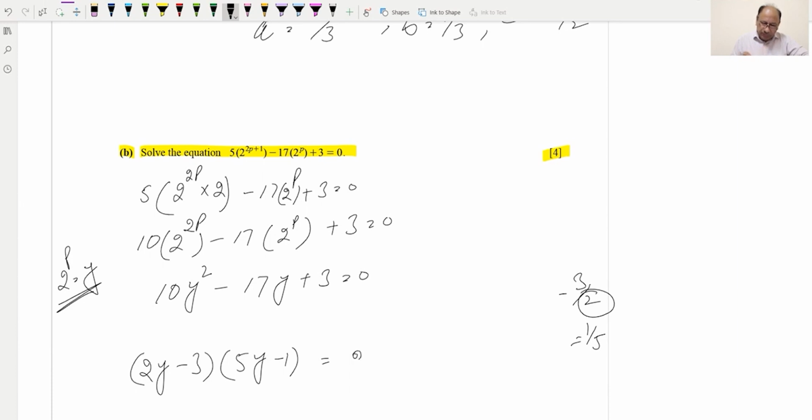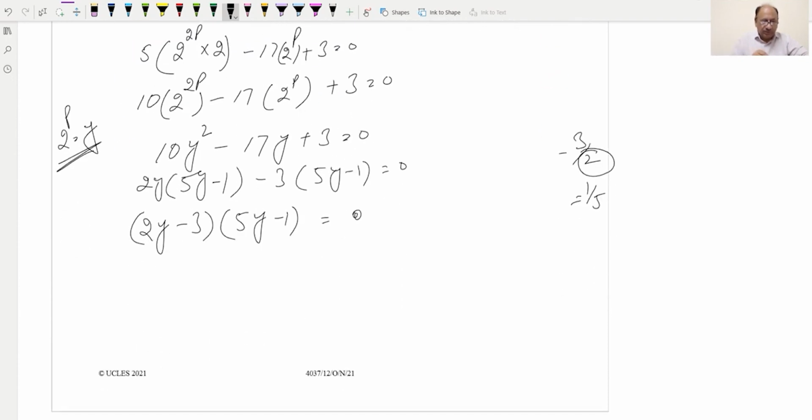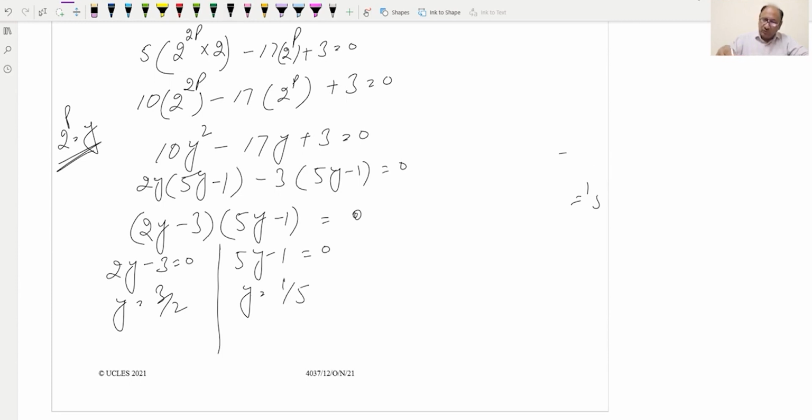Now for an intermediate step we can write 2y into 5y minus 1, and minus 3 into 5y minus 1, equal to 0. This minus 1 I will write properly, and now this is done. Next part, we can solve these two portions separately. So 2y minus 3 is equal to 0 or 5y minus 1 equal to 0. So this implies y is equal to, directly we can write, 3 by 2, and y is equal to 1 by 5. So these two values we got, and we can solve these two values separately.